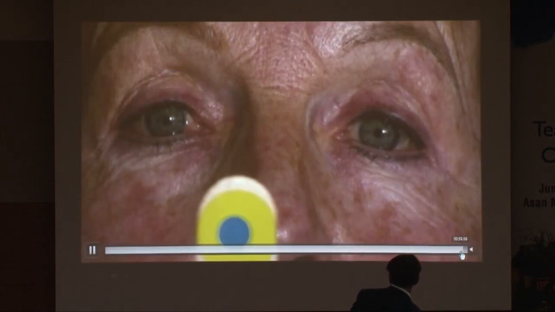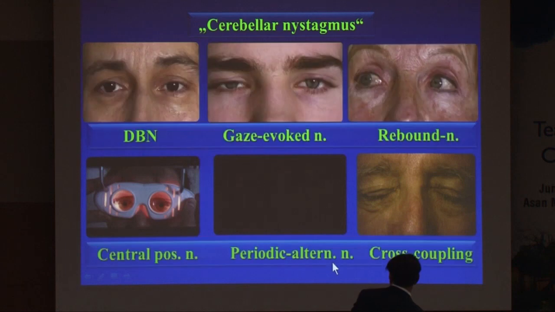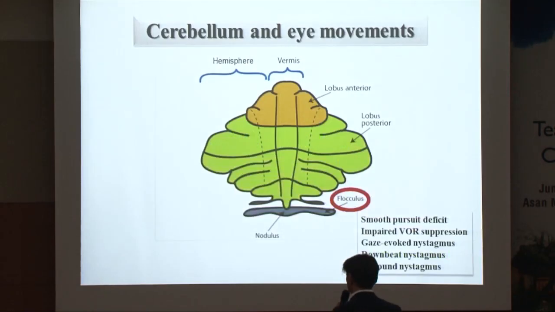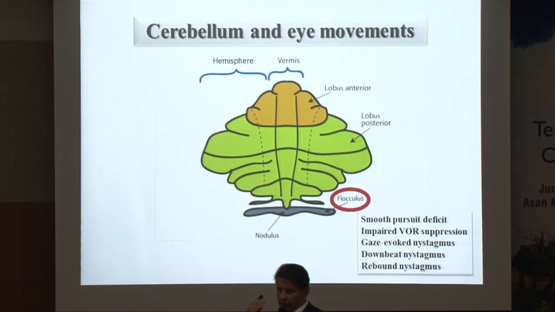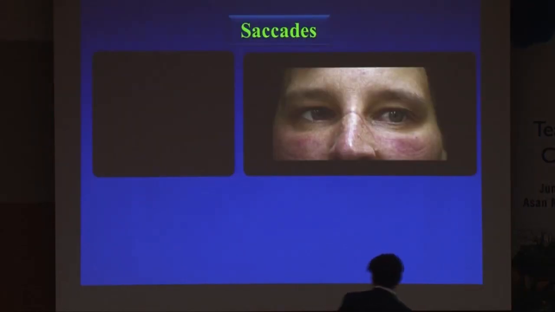So there are many types of cerebellar nystagmus. Downbeat, gaze-evoked, rebound, central positioning, periodic alternating, and cross-coupling while head shaking. So this all indicates a cerebellar dysfunction. So this is really relevant for your clinical practice. Otherwise, you'd miss a correct diagnosis in about 10% of your dizzy patients. Do a systematic and careful examination, and you're going to be a better doctor.